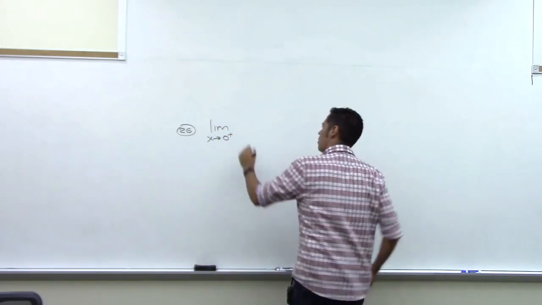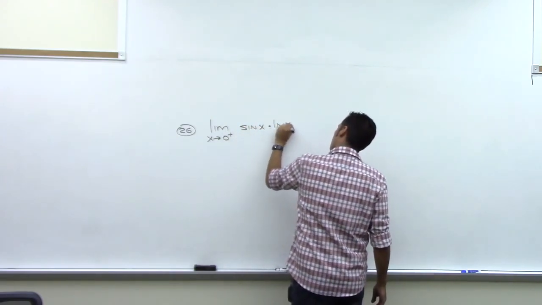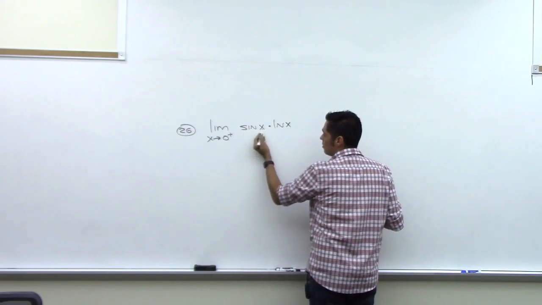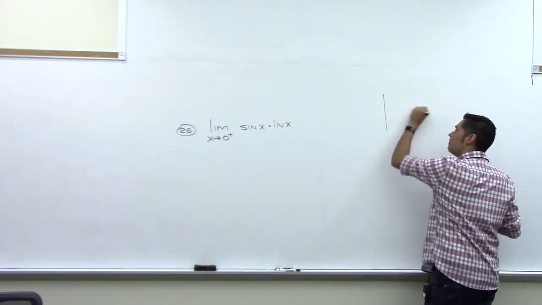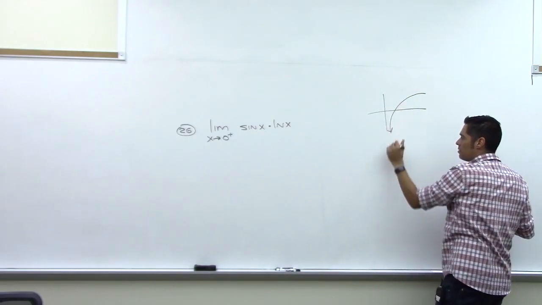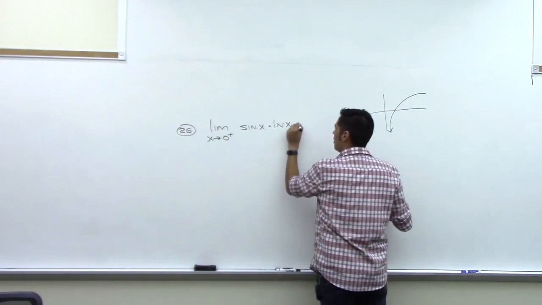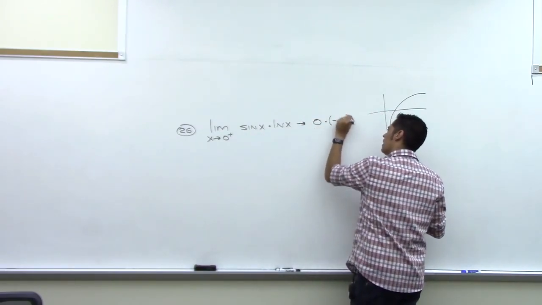Sine x times natural log x. All right, plug in 0. Sine of 0 is 0. Natural log of 0, well, we're approaching 0 from the right. Here's your natural log function. As we come in from the right to 0, it goes to negative infinity. So this gives me the form of 0 times negative infinity.